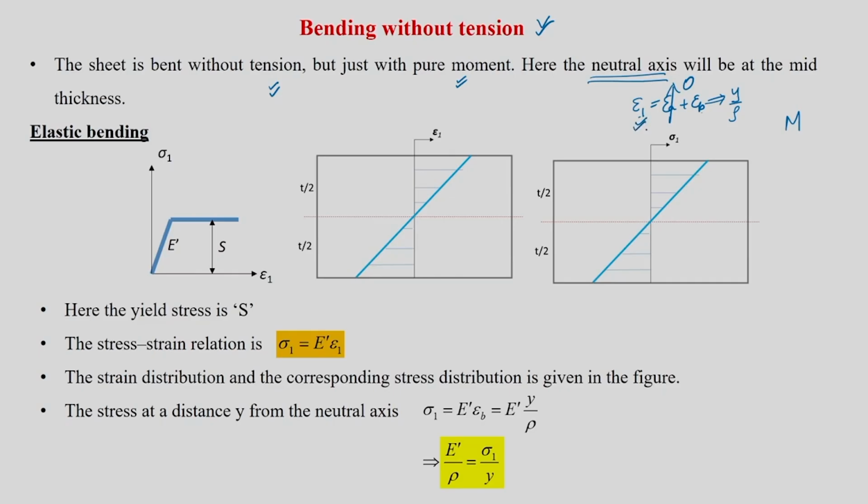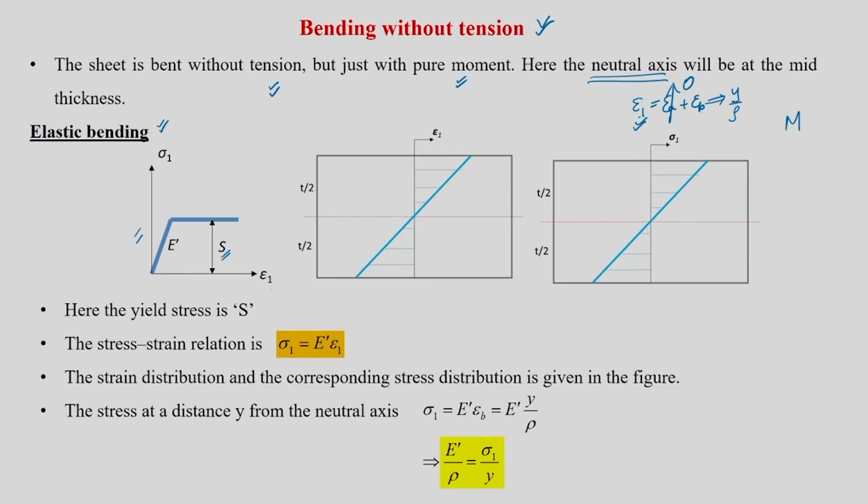Now, what will be the stress distribution? For that, we are going to assume some material model and get it. That is the whole objective of this particular section. We are going to take the first case, which is elastic bending, and for this case the stress strain behavior will look like this. The y axis is sigma 1, the x axis is epsilon 1, and the initial part has slope E dash, and then we have a non-strain hardening region with a plane strain yield strength of, let us say, S.